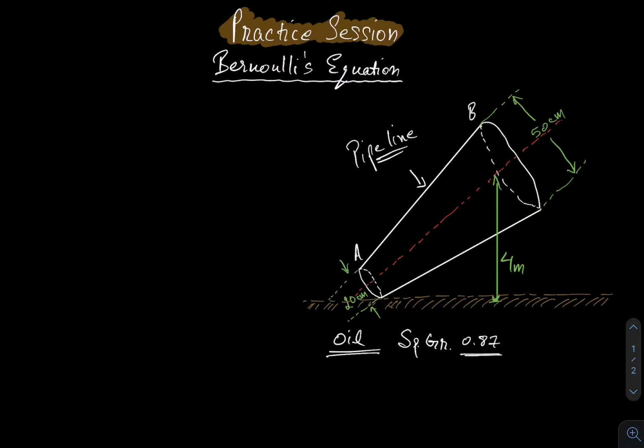And another thing that is given to us is pressure. The pressure at A is given as 9.8 Newton per meter square. Okay, this is given in the question. And the pressure at B is given as 5.89 Newton per meter square. So this is the statement of our question, and also the flow rate is given.